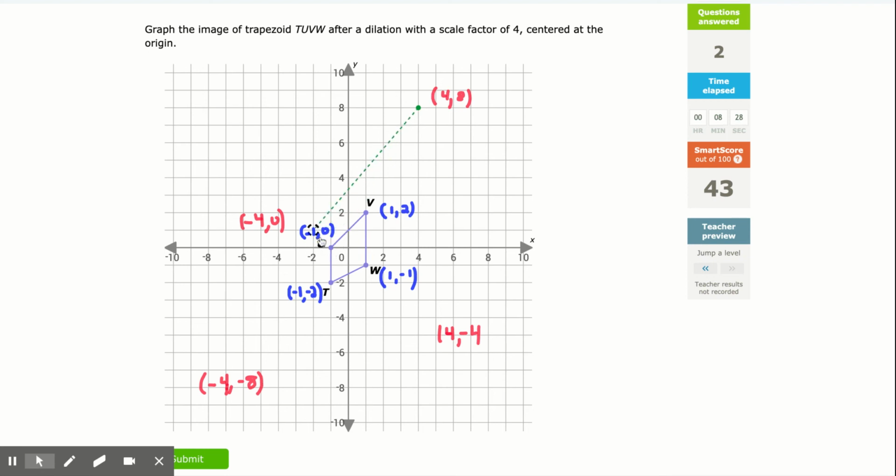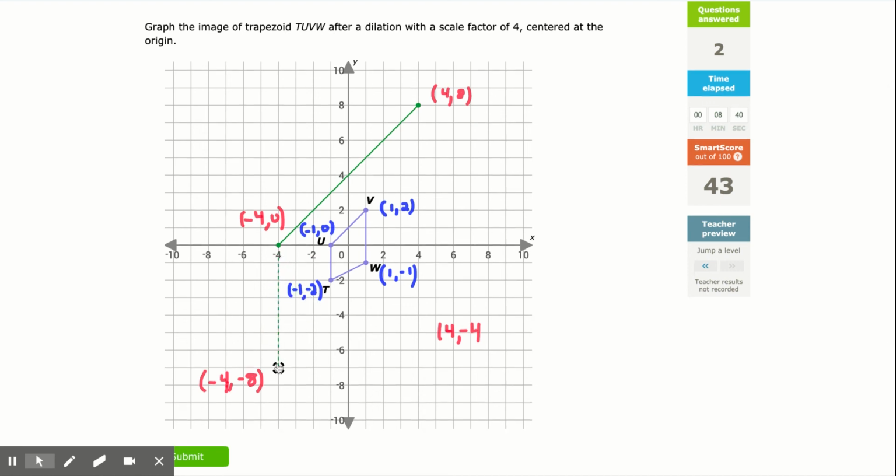Same thing here. 4 times negative 1 will be negative 4, and 0 times 4 will be 0. So each of the x and y values are 4 times as big. 4 times negative 2 will be negative 8. So my x value is 4 times as big, and my y value is 4 times as big. Same thing with this last point, 4, negative 4, and it looks the same figure. Now it's expanded outwards. It's enlarged beyond what it was.